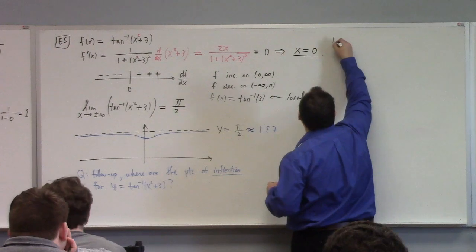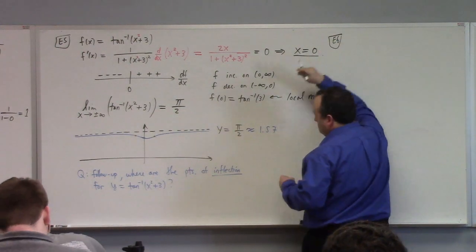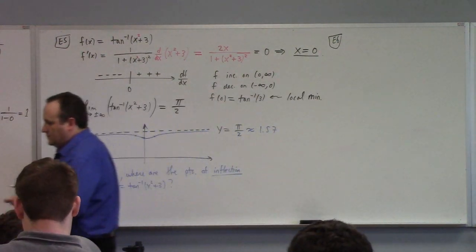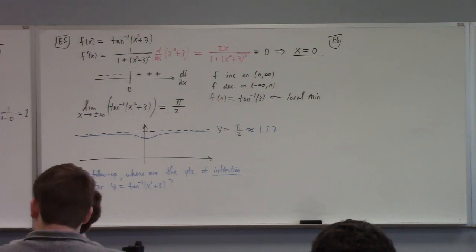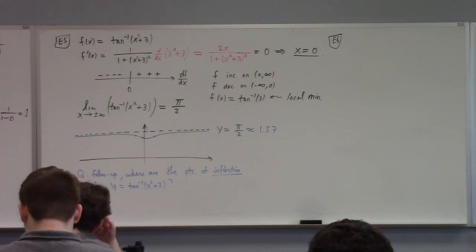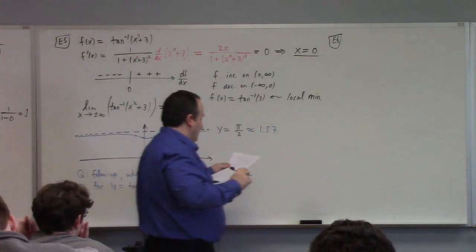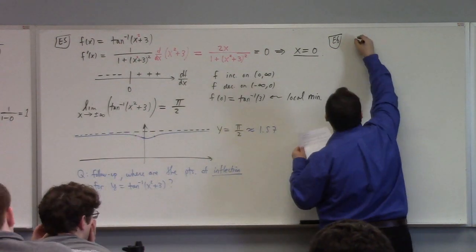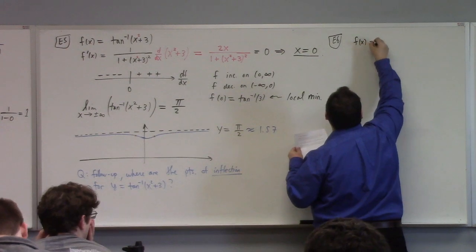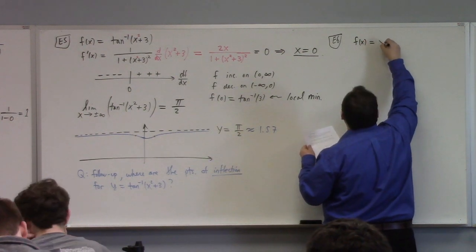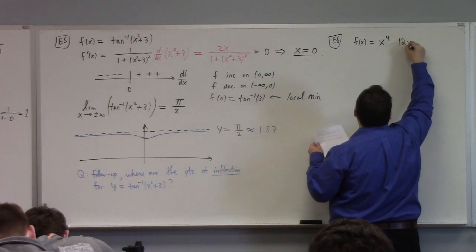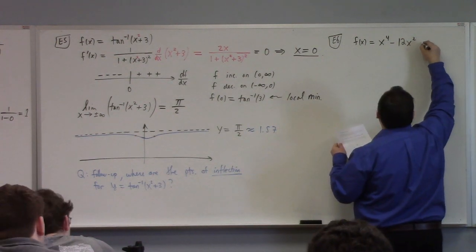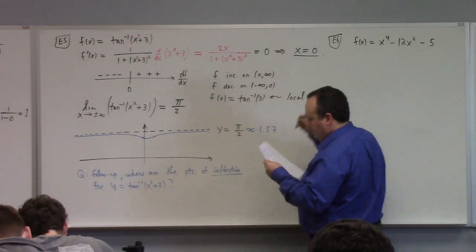Example 6. Hopefully this one will be more exciting. So here we've got x to the 4th minus 12x squared minus 5. All right.